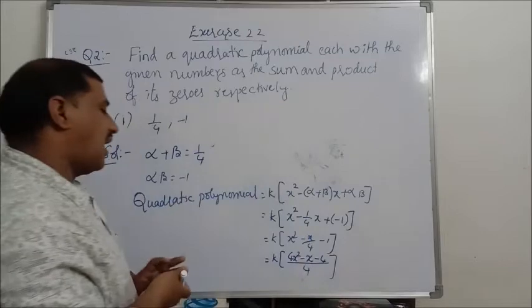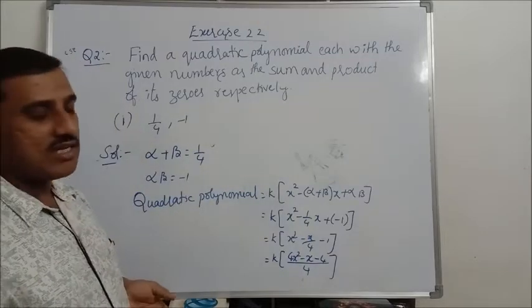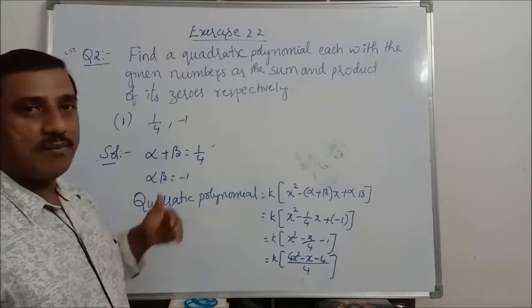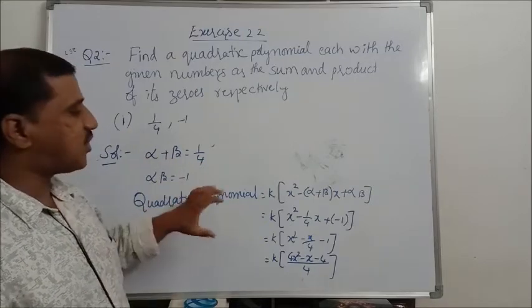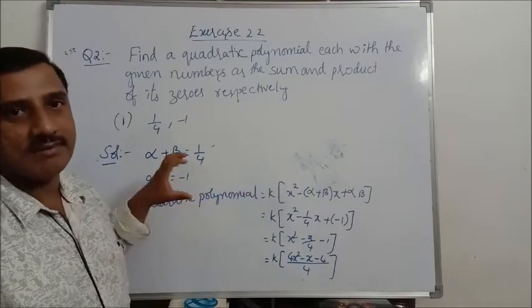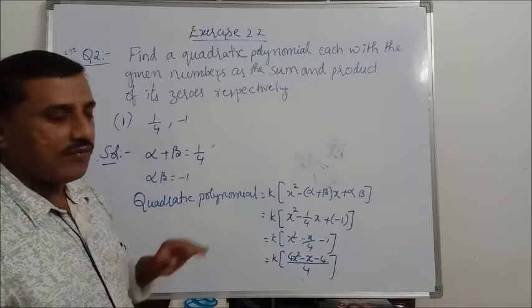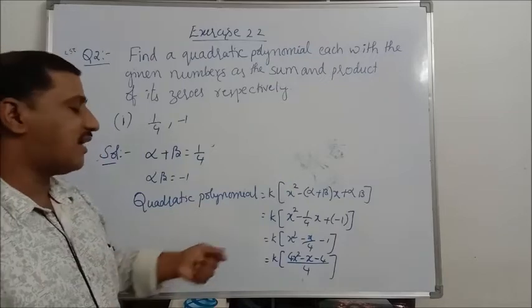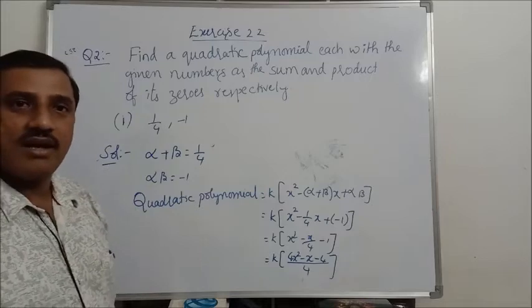Now this is the required quadratic polynomial when the sum of the zeros is equal to 1 by 4 and the product of the zeros is equal to minus 1. We just substitute alpha plus beta as the sum of the zeros and alpha into beta as the product of the zeros. Then we simplify. We can get the required quadratic polynomial when we know the sum and product of the zeros of a polynomial.